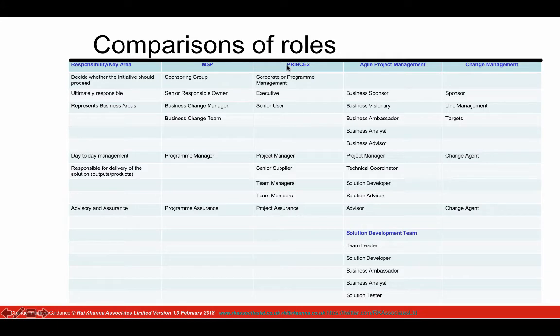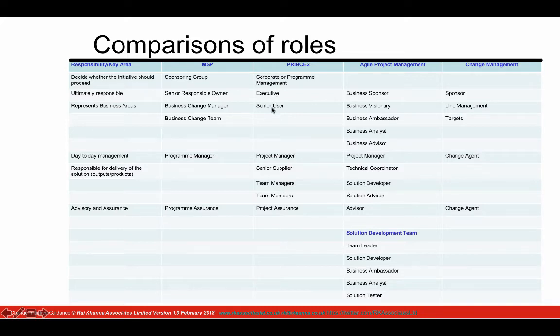If you look at PRINCE2, it talks about corporate management. And then the person holding the money is called an executive. And that term, in our opinion, is very confusing. Because if you ask individuals or groups of people, what is an executive? Is it a single person? Or is it a group of people? They say it's either. Well, within the method, it's one single individual.